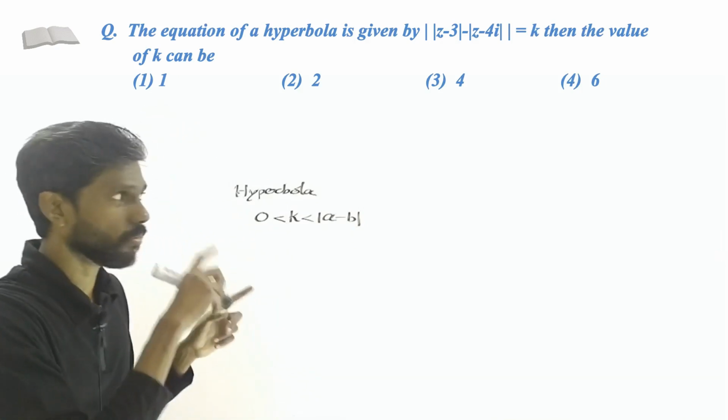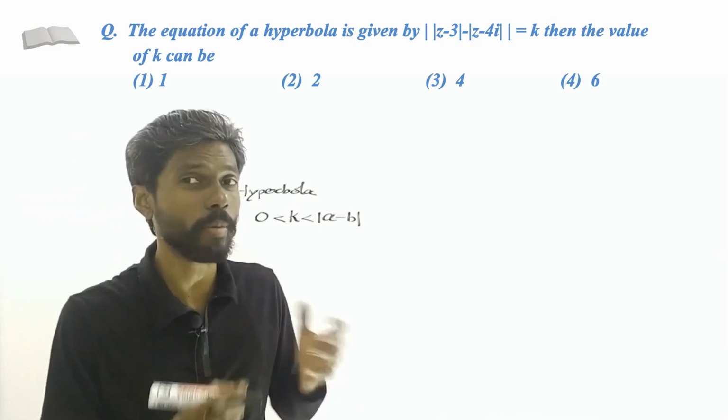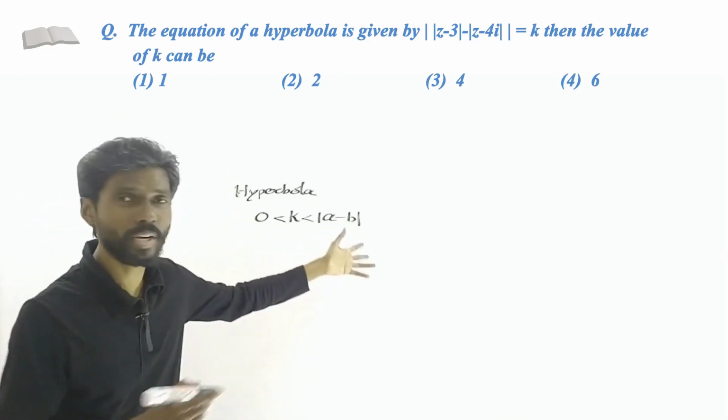That is, mod z minus a equal to mod z minus b. Then it will be a straight line, right? Perpendicular bisector, we have already done that. So k must be a positive value and also less than mod a minus b.